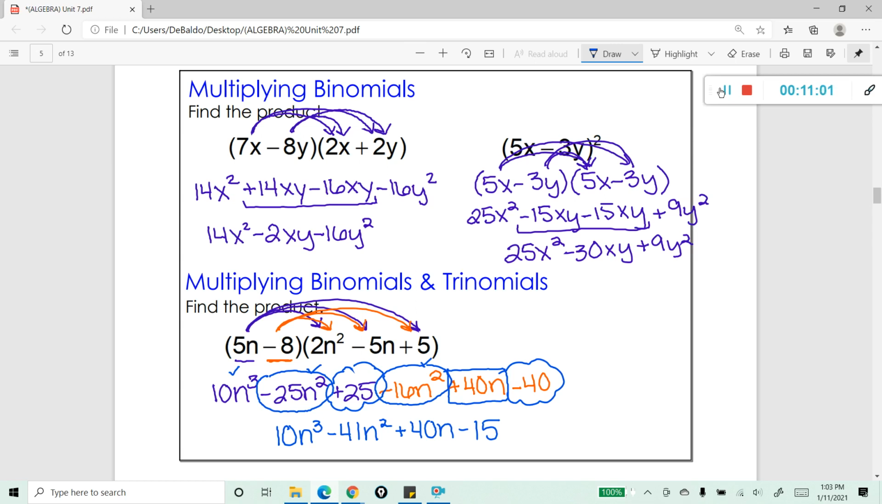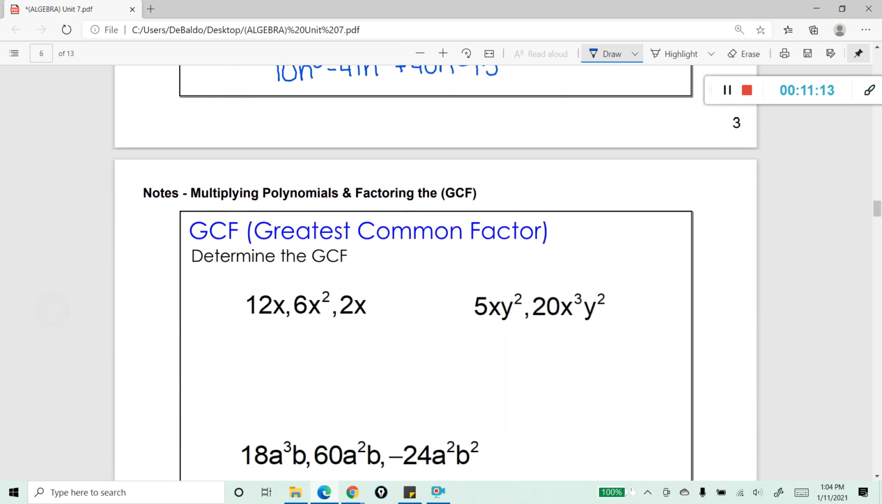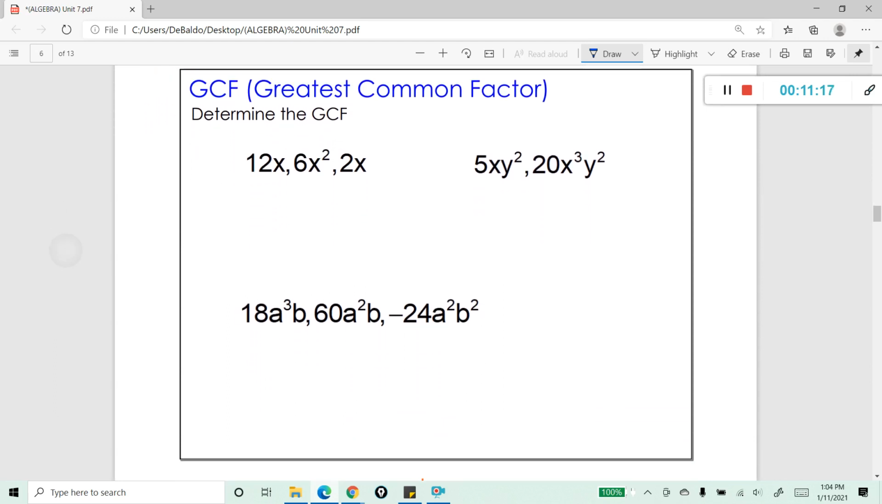Okay, now that we've talked about multiplying polynomials, basically what we were doing there is we were kind of putting it together, I like to say. Now what we're going to do is begin talking about factoring, which means basically that you're breaking something apart into all of its pieces or all of its factors. So let's go ahead and talk about what is the greatest common factor.